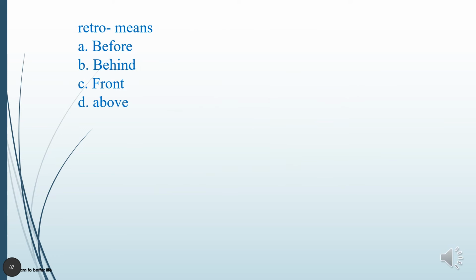Retro means A. Before. B. Behind. C. Front. D. Above. The answer is B. Behind. Itis means A. Sweet. B. Inflammation. C. Top. D. Pain. The answer is B. Inflammation.